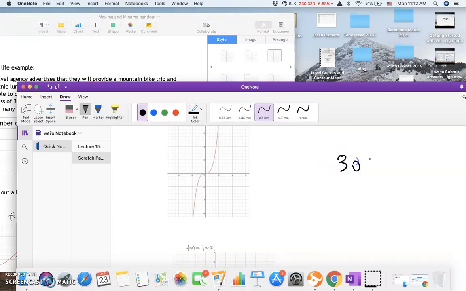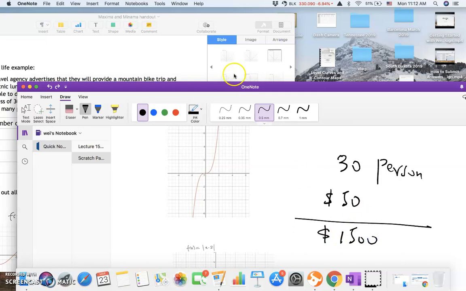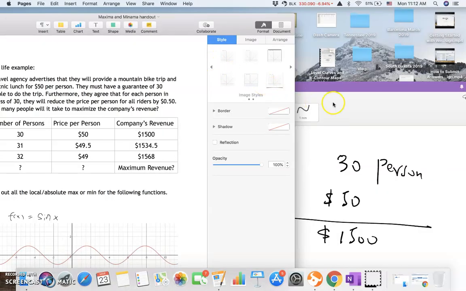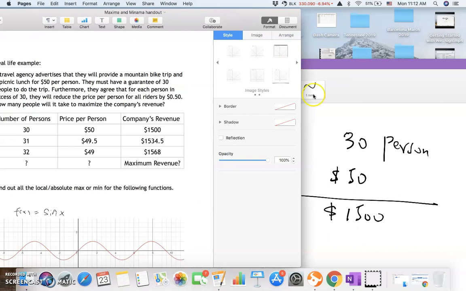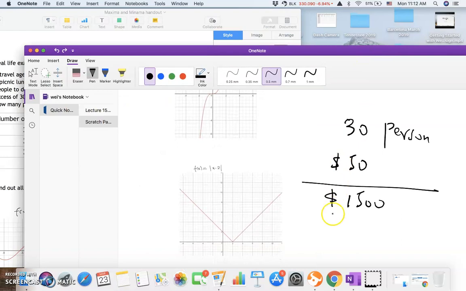So if there are only 30 people who are going on this trip, each person will be charged $50. So the company's revenue is going to be $1,500.